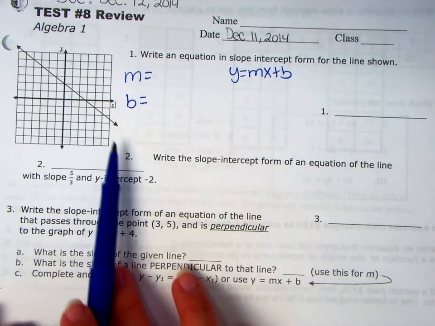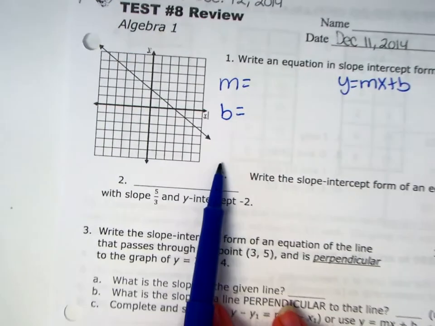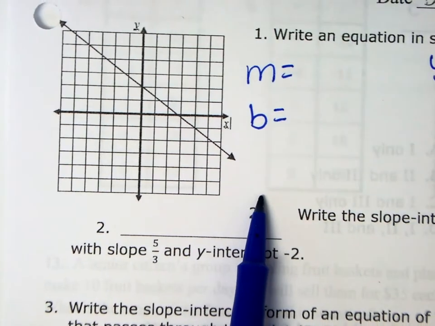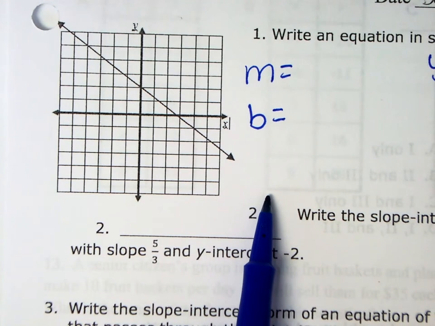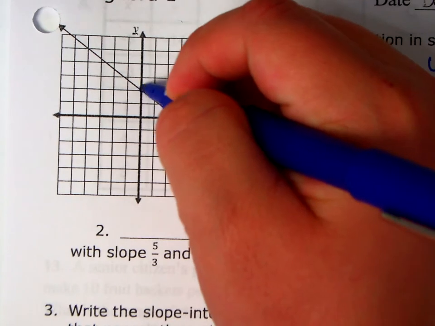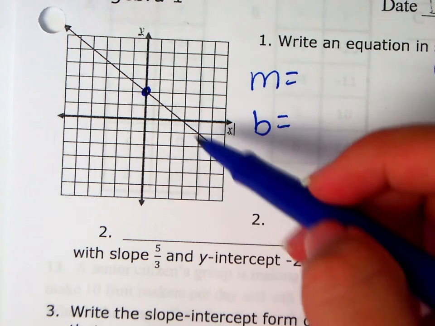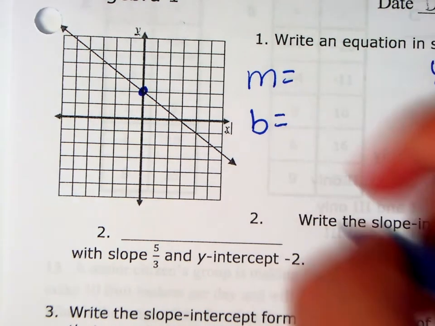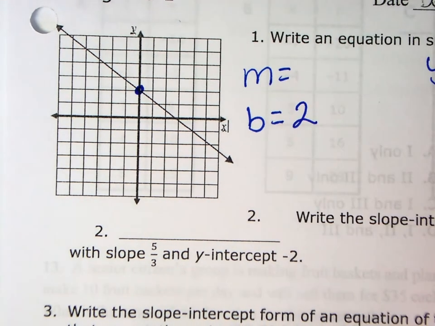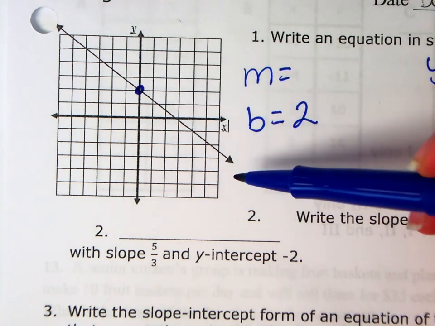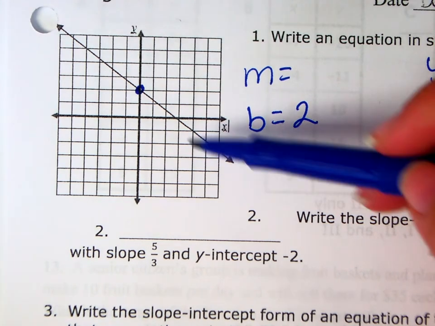So look at your graph, and I'm going to zoom in on the graph so we can find slope and y-intercept. What is your y-intercept? Where does the graph cross the y-axis? At 2. So that's your b. Now your slope, is it a positive line or negative line? Negative, because it's going down from left to right.